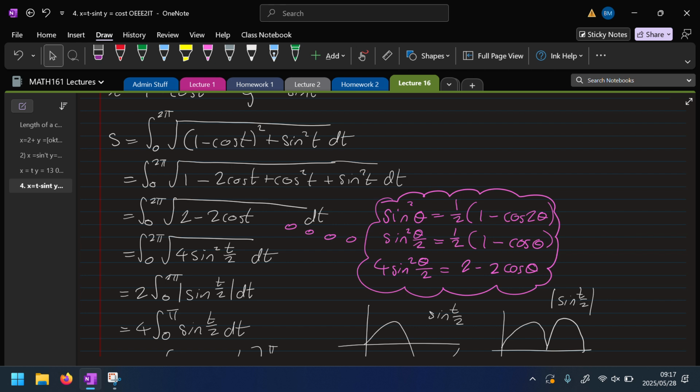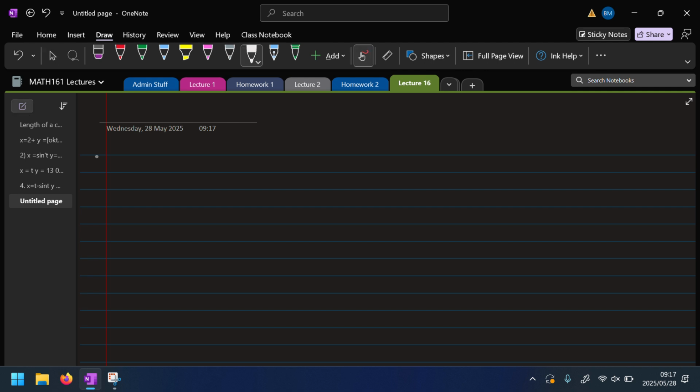Okay. Number 5. Sorry, let's check. Yeah, number 5. So here we have x equal to cos cubed t and y equal to sine cubed t, and we want to go from 0 to pi over 2. Again, trig, so please remember all of your trig stuff for this.